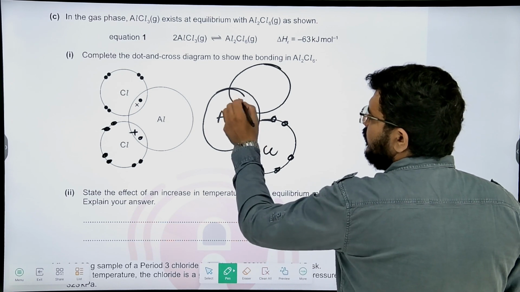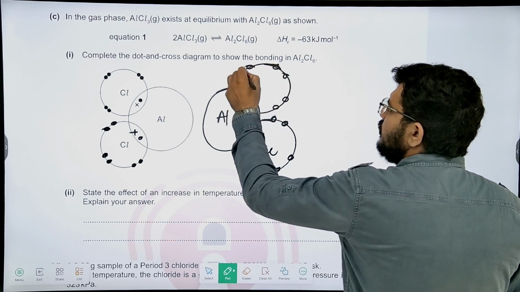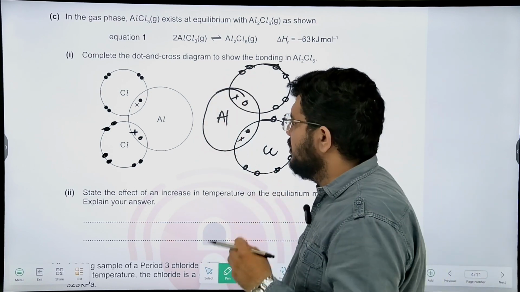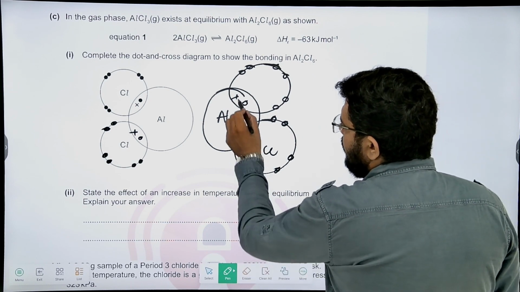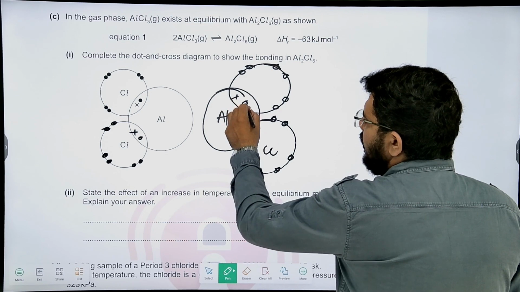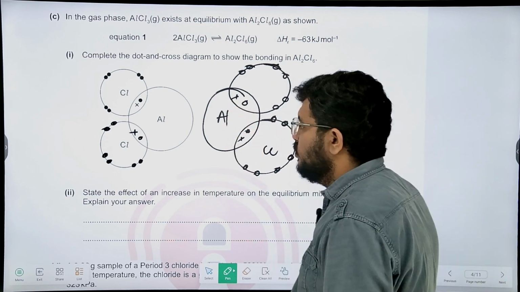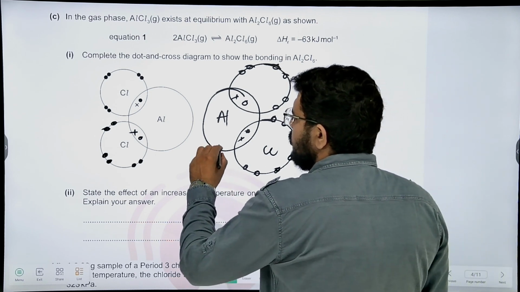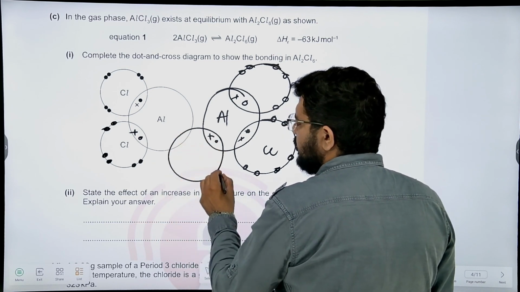And we have this. Now if you notice, aluminium has 3 electrons in the outermost shell, right? So here we have shown only 1, 2, 3 and 4 electrons. Now for this to be stable, it must have 6 electrons in its outermost shell. So aluminium is going to bond with chlorine with one more electron, right?